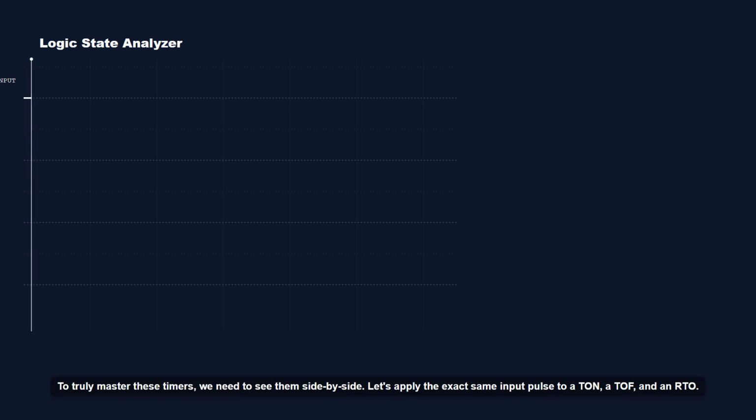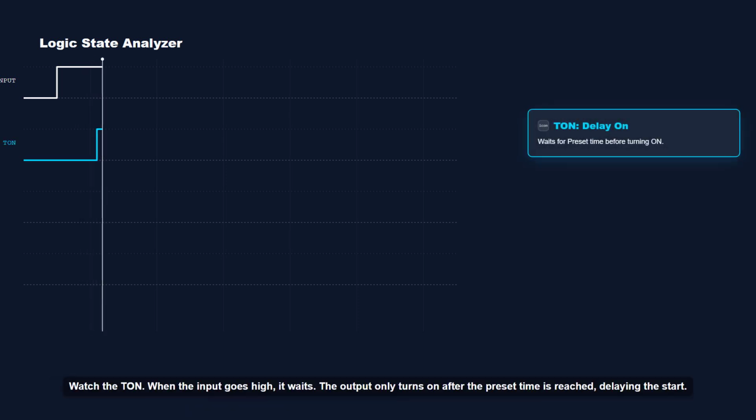To truly master these timers, we need to see them side by side. Let's apply the exact same input pulse to a TON, a TOF, and an RTO. Watch the TON. When the input goes high, it waits. The output only turns on after the preset time is reached, delaying the start.